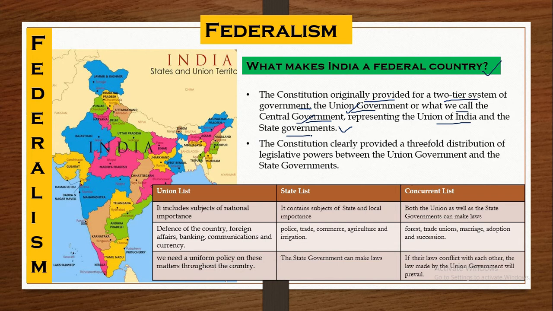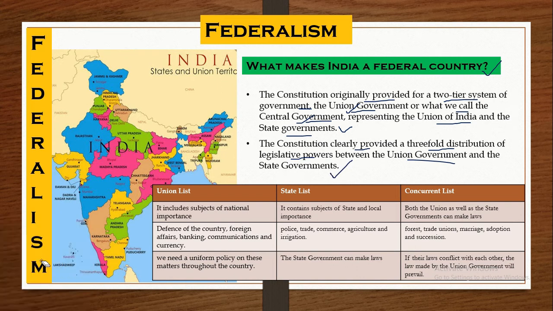Later, in 1993, they brought the 73rd Constitutional Amendment and introduced the third tier of government, that is the local governments. So initially it was a two-tier system and later it became a three-tier system after the 73rd Constitutional Amendment. Now the Constitution has clearly provided a threefold distribution of the legislative powers between the union government and the state governments.